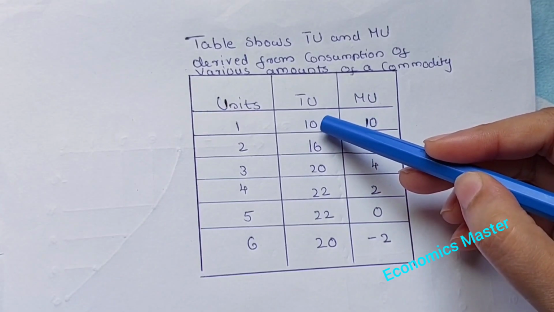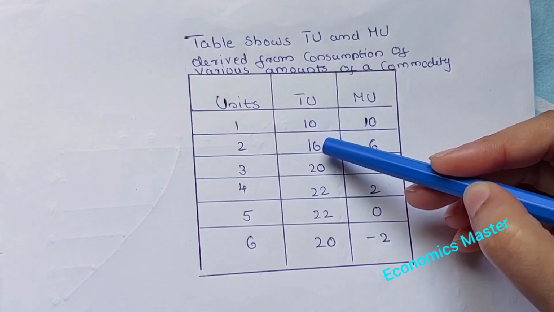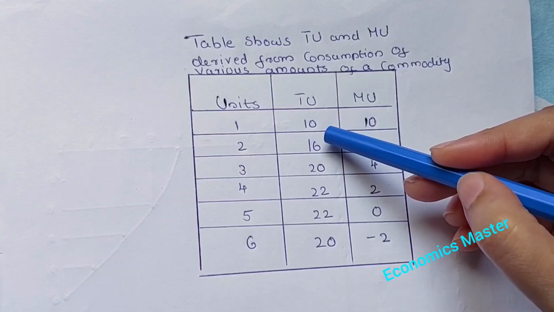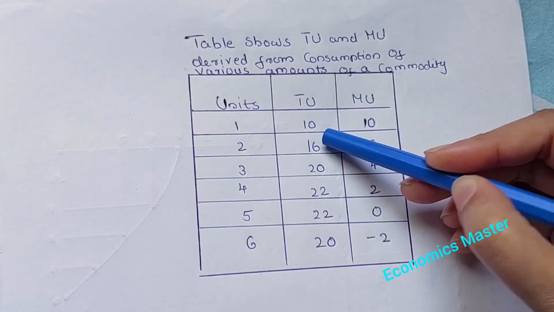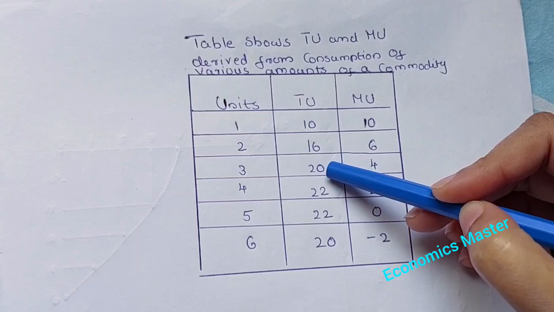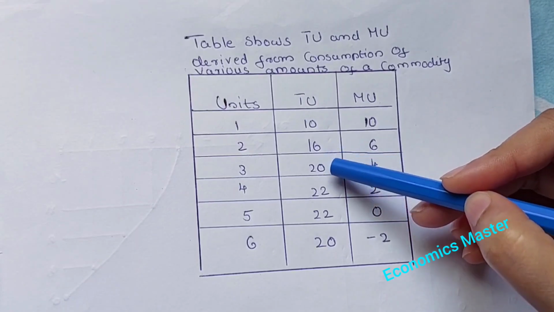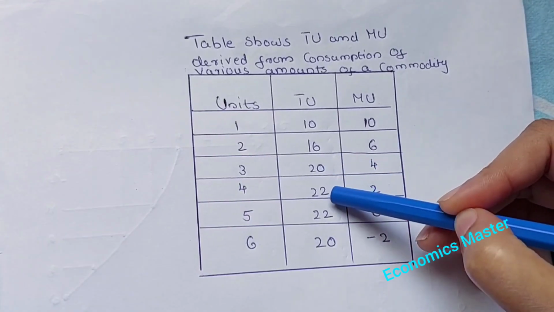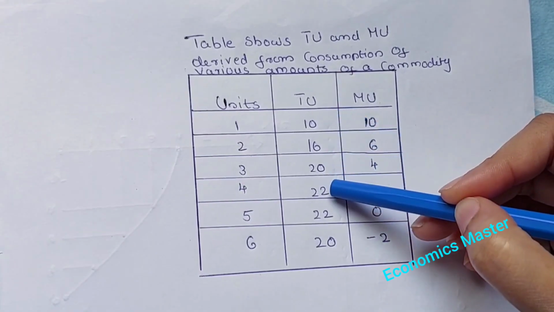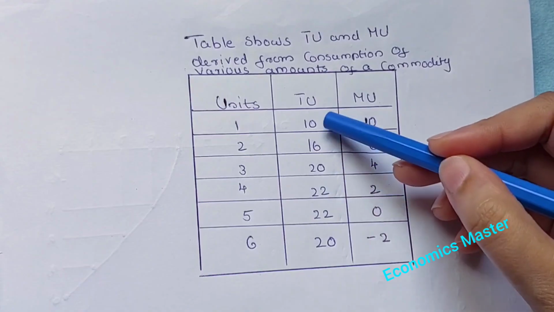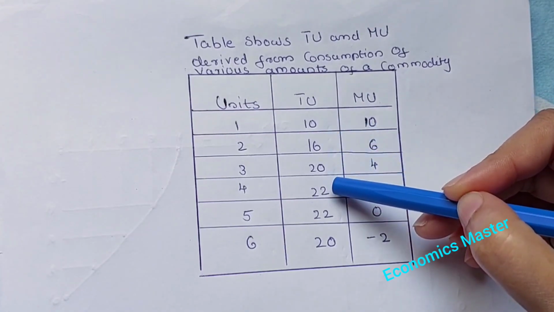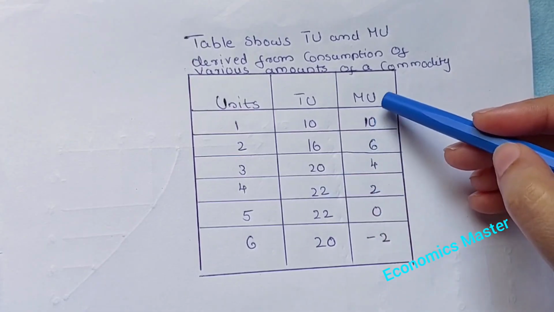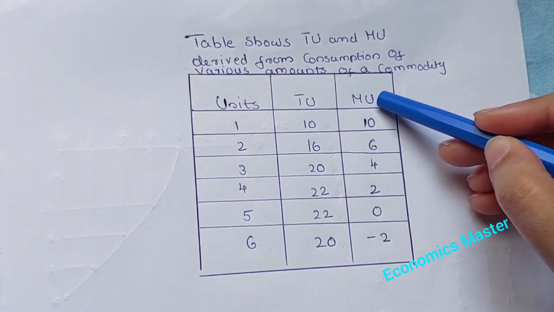because from 10 to 16, the increase in total utility is 6. From 16 to 20, the increase in total utility is 4 only. Then from 20 to 22, the increase in total utility is only 2. So the total utility is increasing but at a diminishing rate. This is because of diminishing marginal utility.